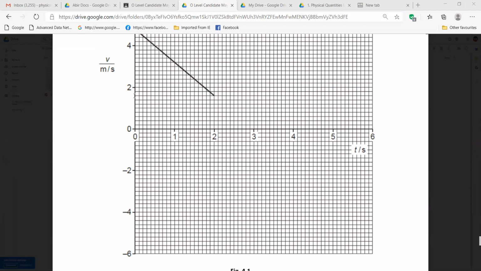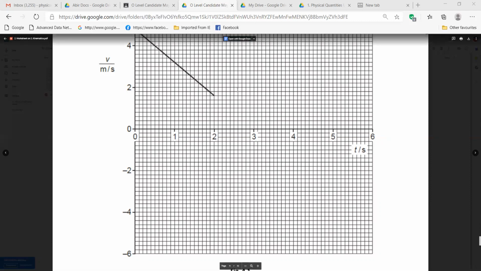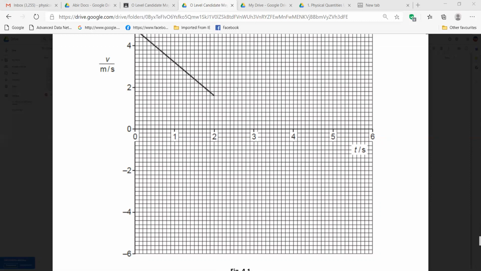So 1.6, because 4.4 we are getting for 2 small squares. So our final speed is 1.6 and the initial speed is how much? 4.8. So it will come negative, right? That means it's decelerating. So you can calculate it right here.